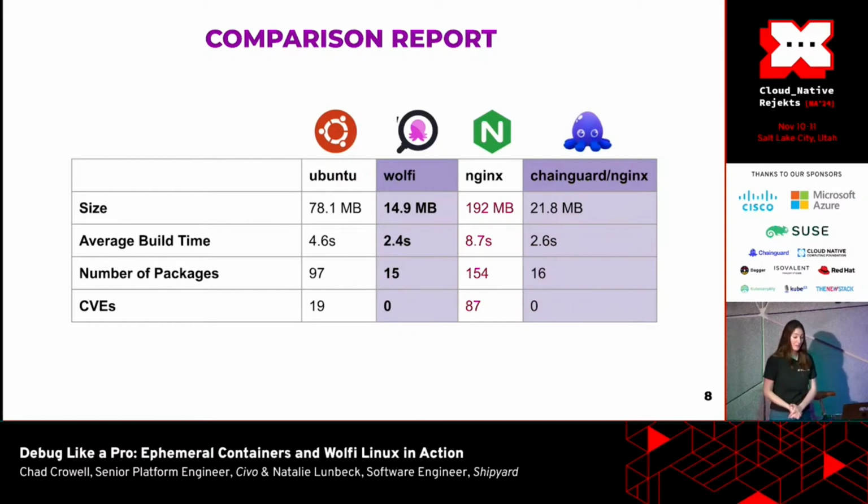When we see ChainGuard's, it's functionally equivalent, but it's a tenth the size. It's much faster to spin up, and it not only has fewer packages, but it has 0 dependencies, where Nginx, out of everything on our list, has the most at 87. And as Chad said earlier, that number is only going to go up as more dependencies get discovered day by day.